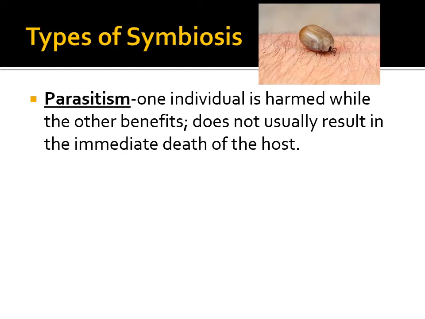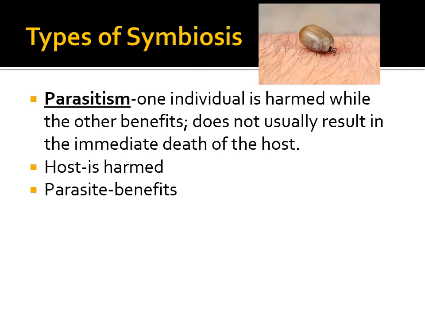This is an example of a parasite that lives on the outside of its host. It's feeding on the blood, feeding on the nutrients in the blood. The tick doesn't want to kill the organism that it's on, then it would lose its food source. It wants to live on that organism as long as possible. So that's something we see with most parasites. Even though they are harmful in many cases, they usually are not going to try to kill the organism that they are living off of. So with parasitism, the host is going to be harmed, but usually not killed. The parasite will benefit from this relationship.